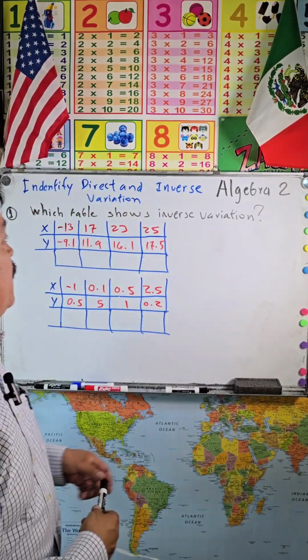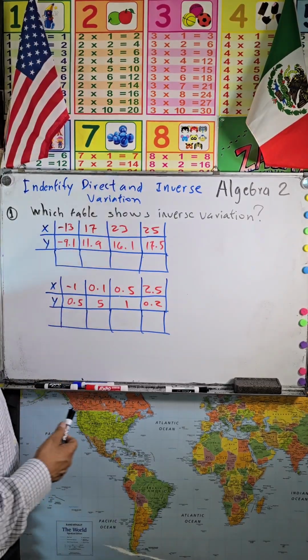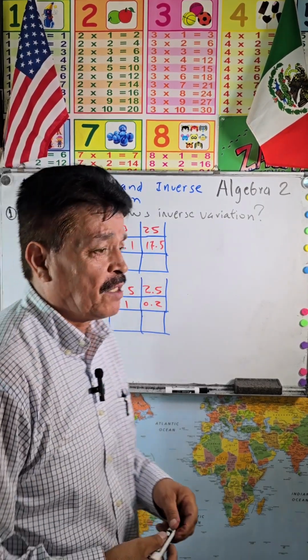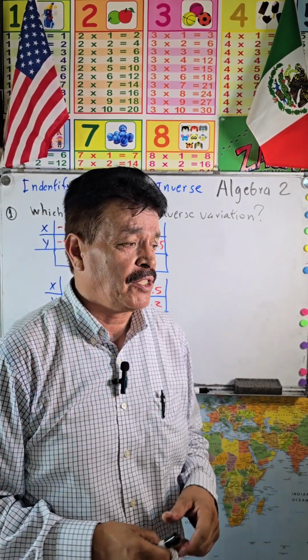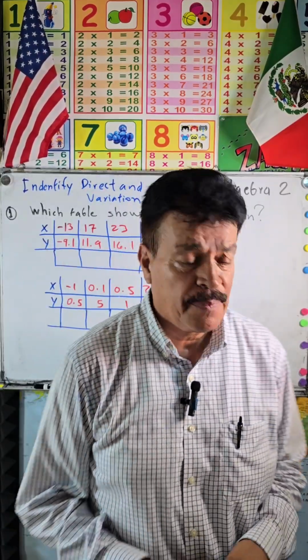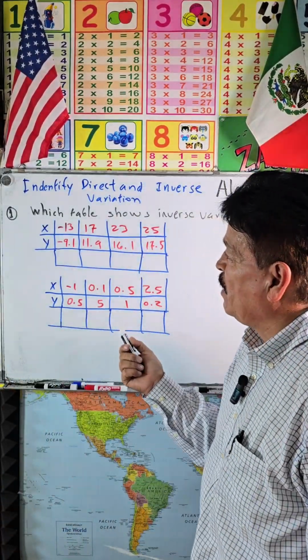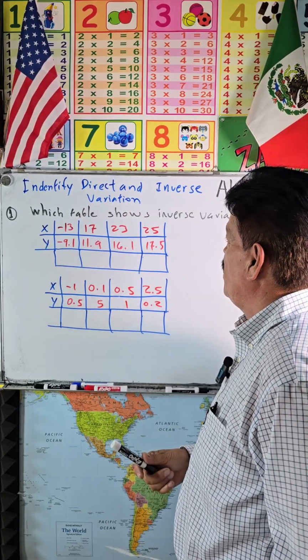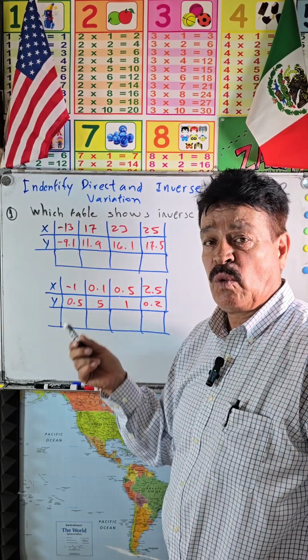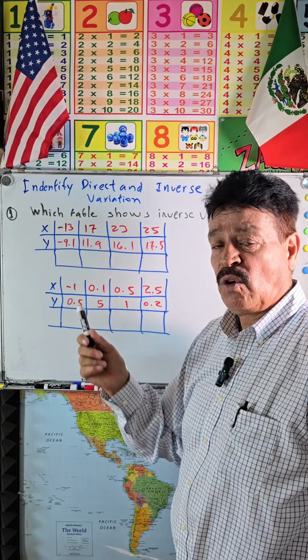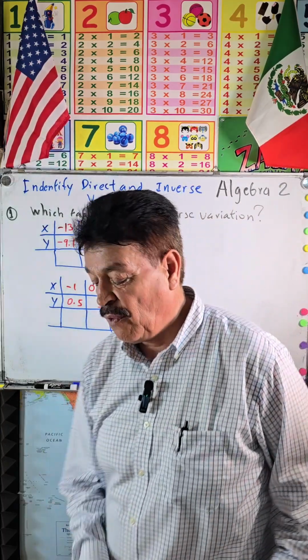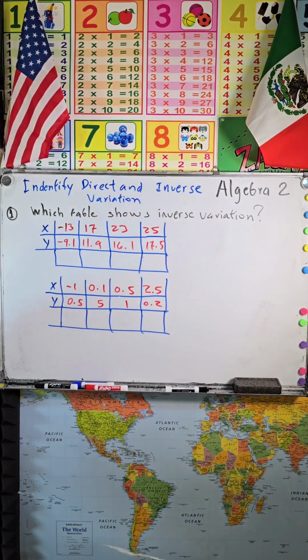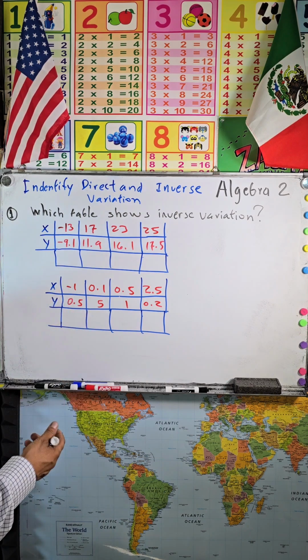Today I will teach you how to identify direct and inverse variation. Direct and inverse variation. I have one example here. In this problem we have to find which table shows inverse variation. We have to know which table shows inverse variation. Okay, before, as always, I used to do that to explain my class.